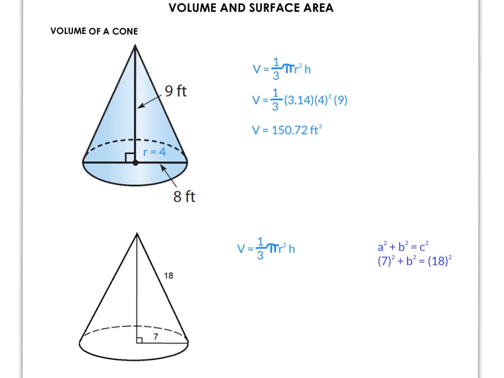So 7 squared, that's 49. So then I'm going to write 49. I still have b squared because I don't know what the b value is. And then 18 squared is 324.